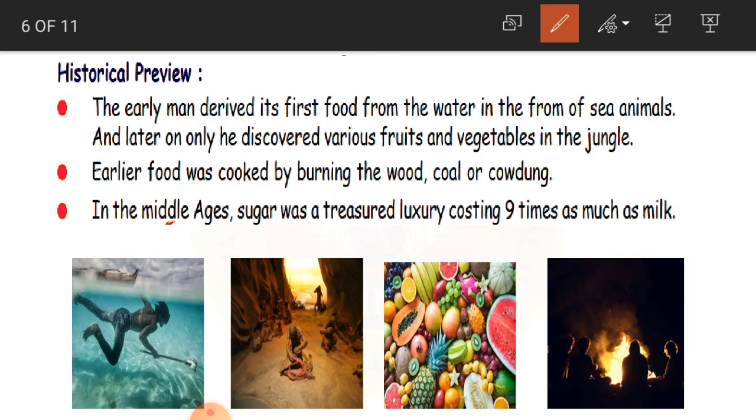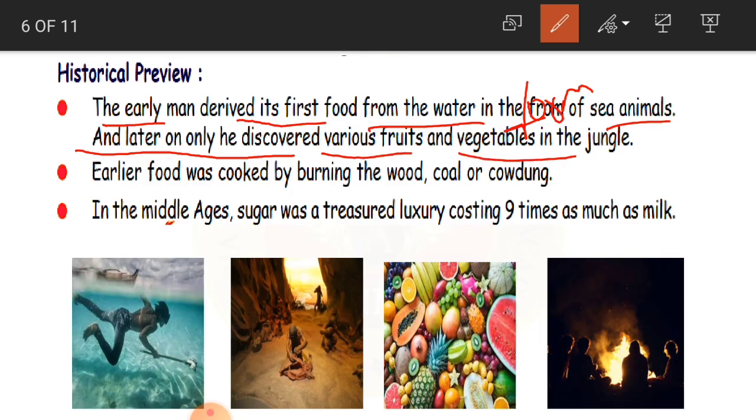See, we are now studying about the early man. How did he eat? The early man derived his first food from the water, in the form of sea animals. Early man, in the sense, a man some thousands of years ago. So when the early man was existing, he got his first food from the water in the form of sea animals. Now we learnt what food is there in the sea, children, like fish, prawns, shrimps and all that. So he got this food from the water. Okay, and later on only he discovered various fruits and vegetables in the jungle.